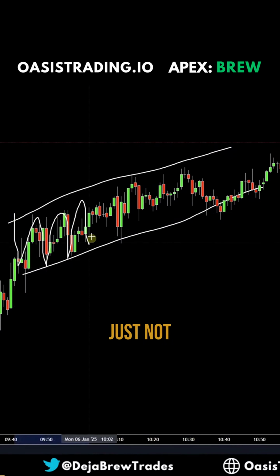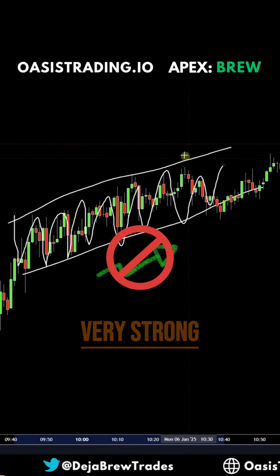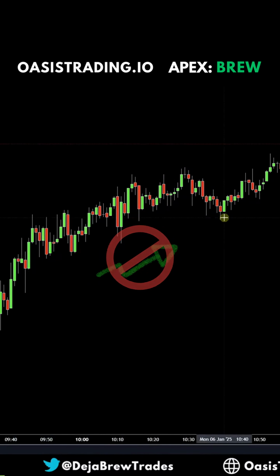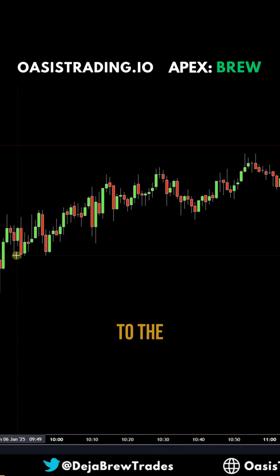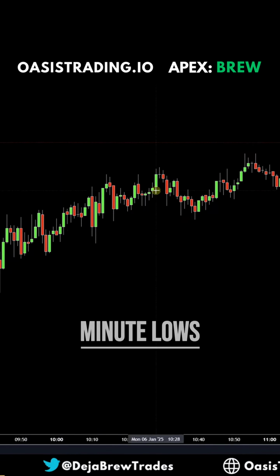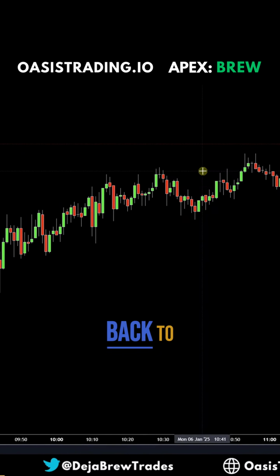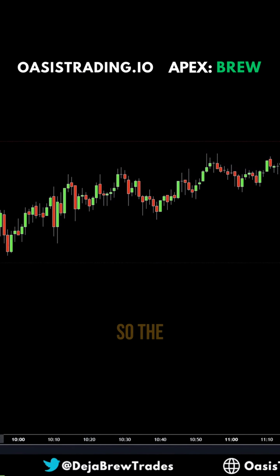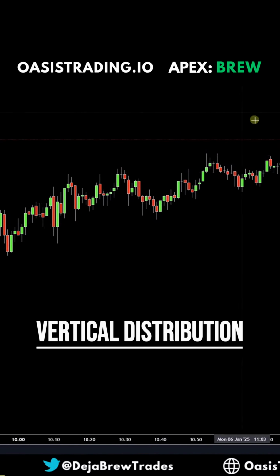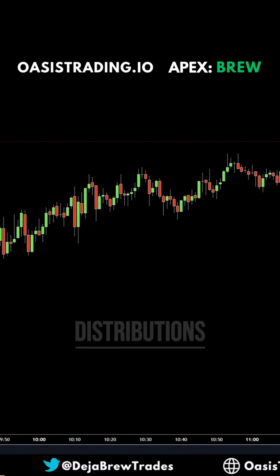You have this uptrend, but look at the candles. The candles are just not really going in one direction. They're not very strong in one direction. They like to pull back quite a bit to the 1 minute lows, the 5 minute lows. Now, typically, this will be pulling back to the 8 EMA or the 24 EMA, which I can't get into in this short. Watch my longer video on that. So the first way is a vertical distribution. Once again, watch my video on how to trade vertical distributions.